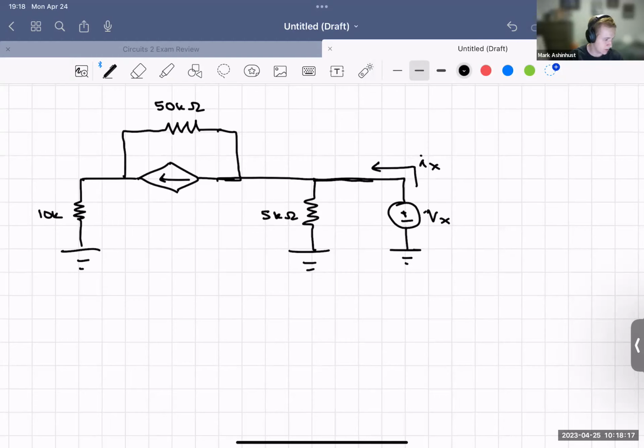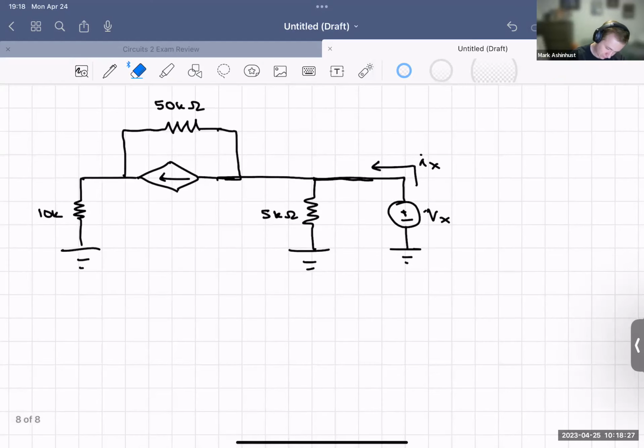So yeah, continuing on from there, then we do the same thing. We'll have our Vs. So we'll start over here. We'll say this is Vs. So we have Vs over the 10K.